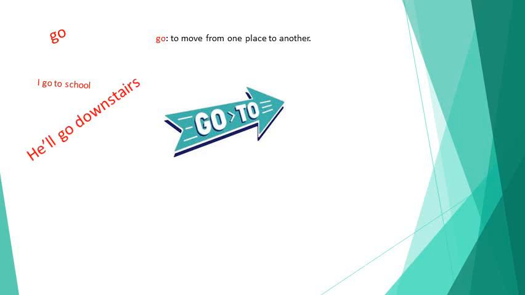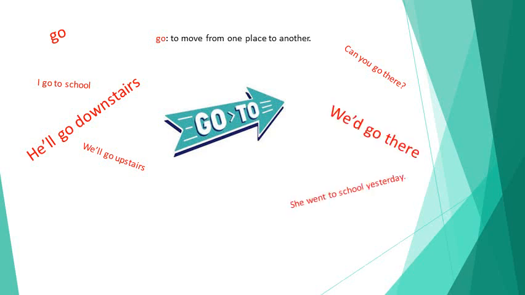Go. Go means to move from one place to another. Repeat and speak. Say with me. I go to school. Repeat with me. He'll go downstairs. We'll go downstairs. Can you go there? We'd go there. She went to school yesterday. Repeat and speak.